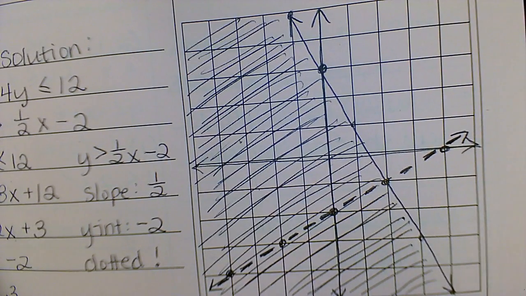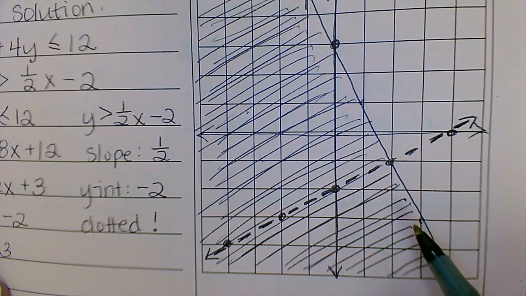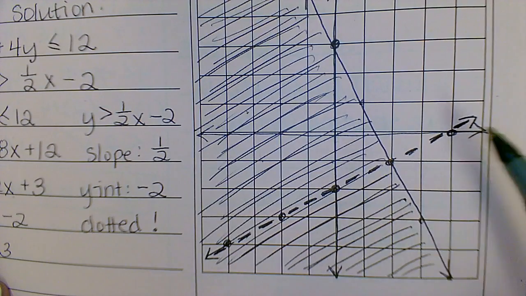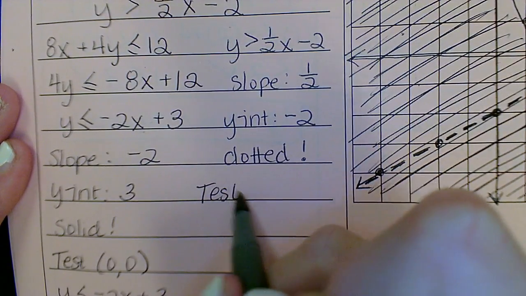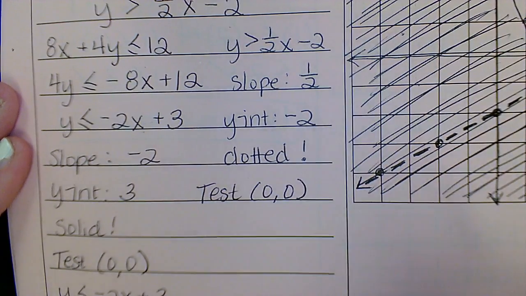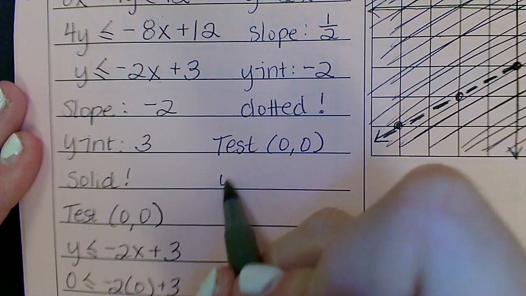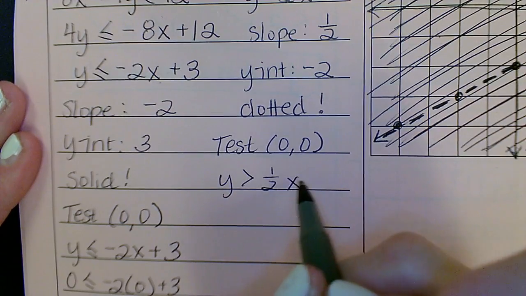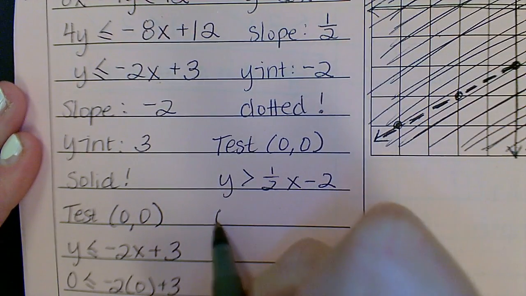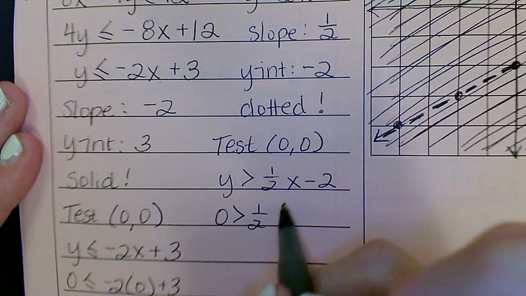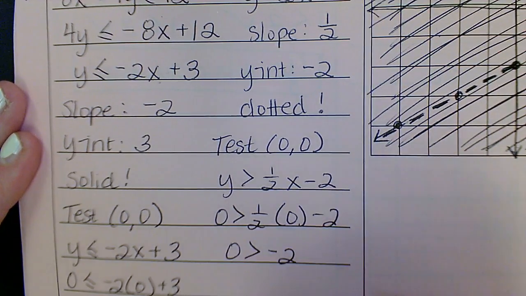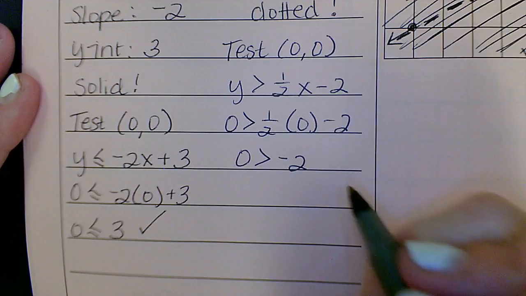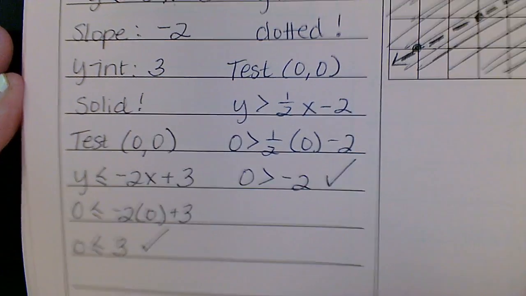Yeah, I know. So if I have my dashed line, now I need to decide which side of this line I'm shading. So let's test 0, 0 again. If I'm testing 0, 0, I have y is greater than 1/2 x minus 2. So 0 is greater than 1/2 times 0 minus 2. 0 is greater than negative 2. Is 0 greater than negative 2? Yes. That means I'm going to shade the side that 0, 0 is on.